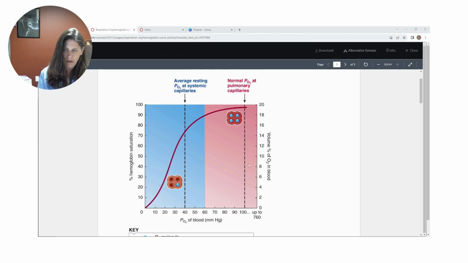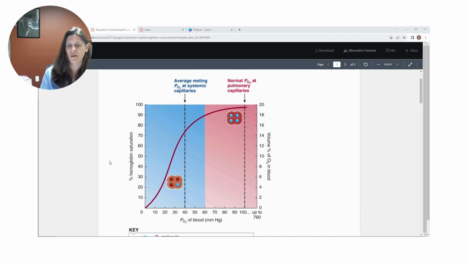So again, don't worry too much about that, but what you are seeing on the red side here in the arteries, that volume is much higher than it is in the blue areas. This is the venous area. That volume would be much lower according to the curve, because again, tissues are using oxygen. So the blood we bring to the tissues is high in oxygen. The blood we carry away from the tissues is low because the tissues use some oxygen.